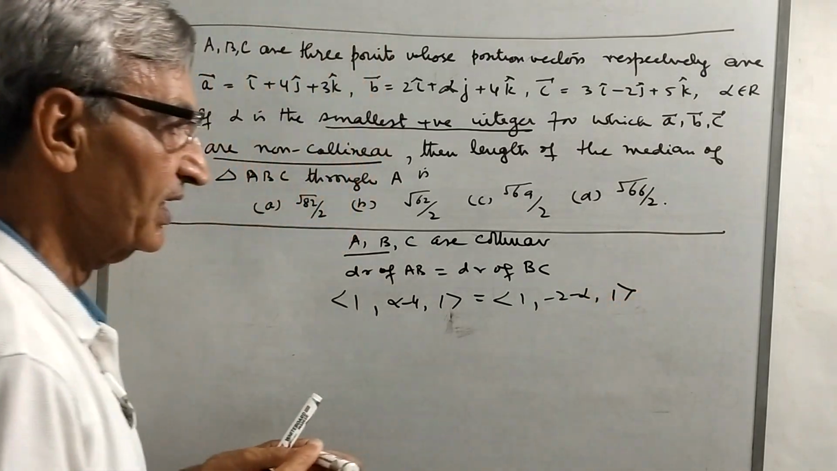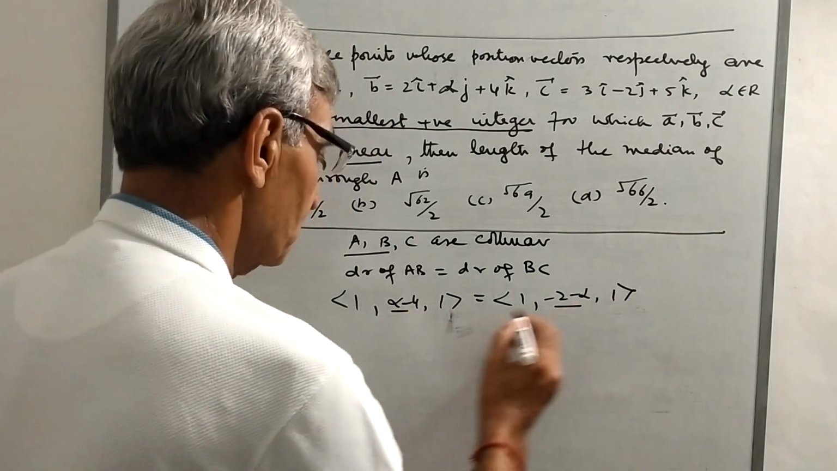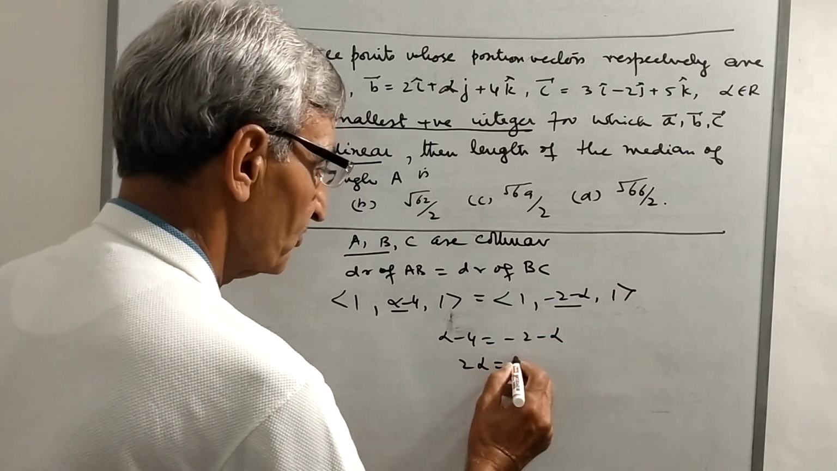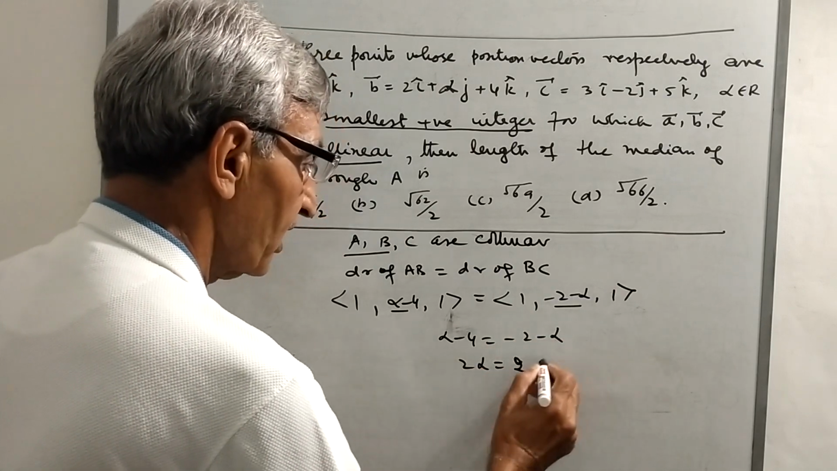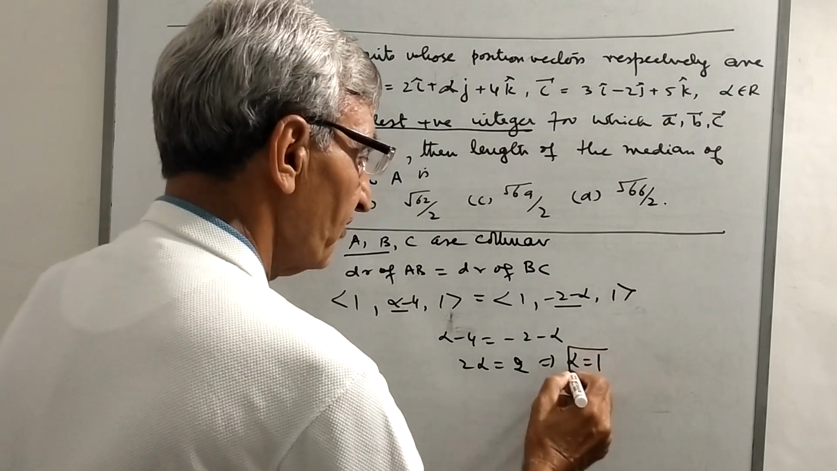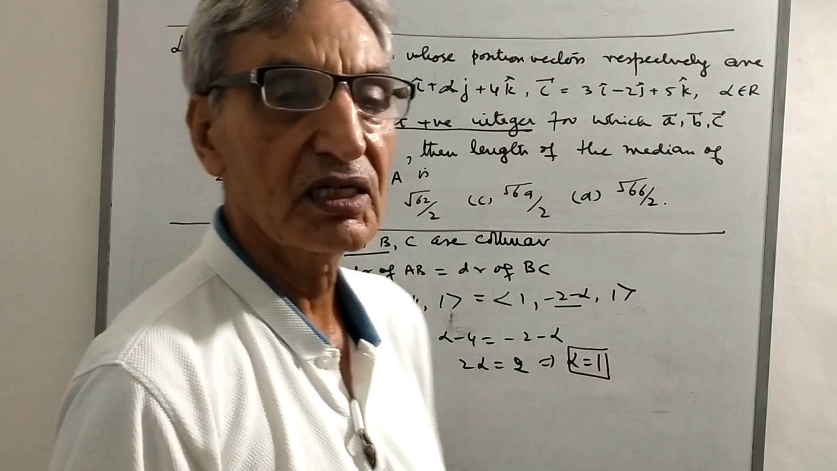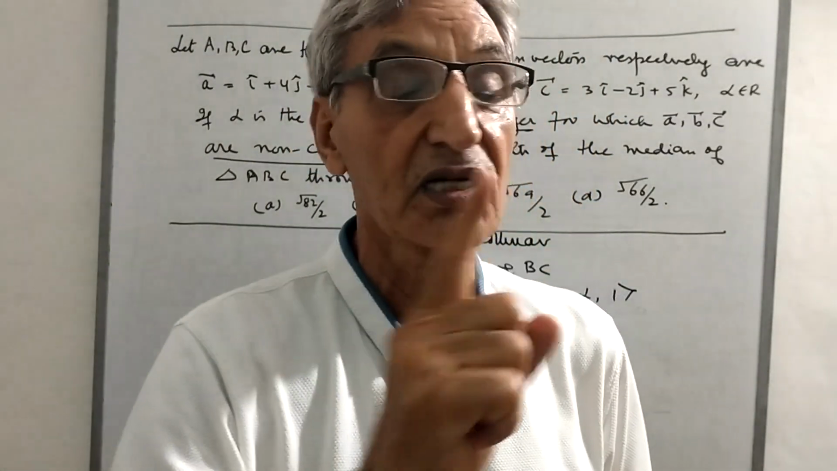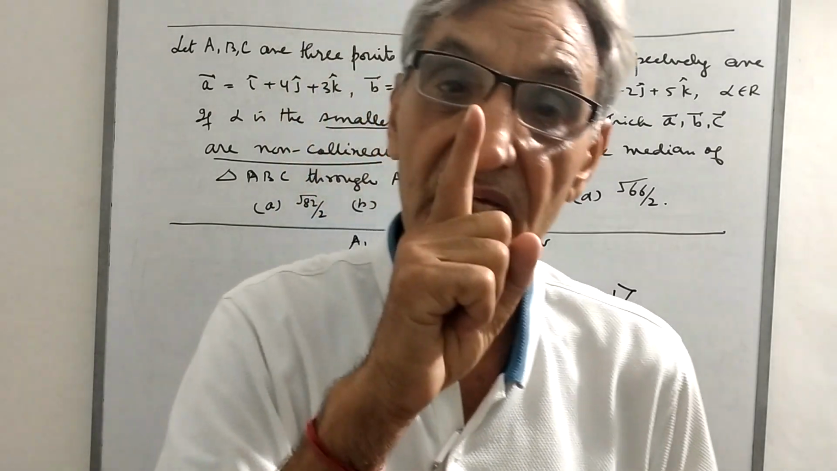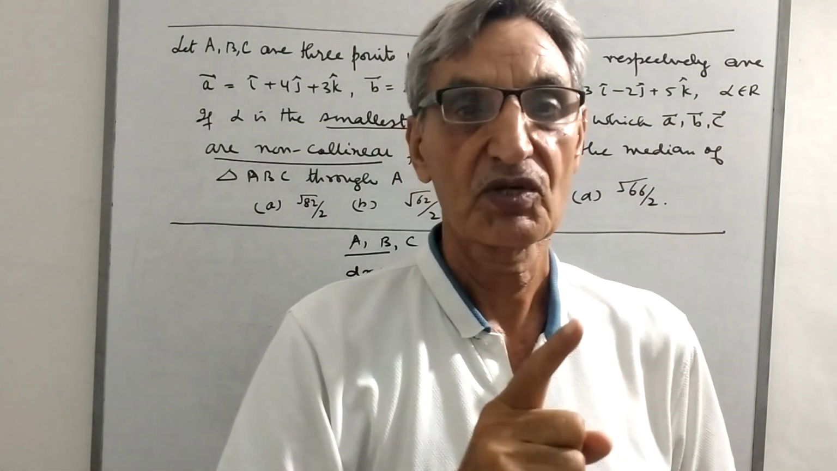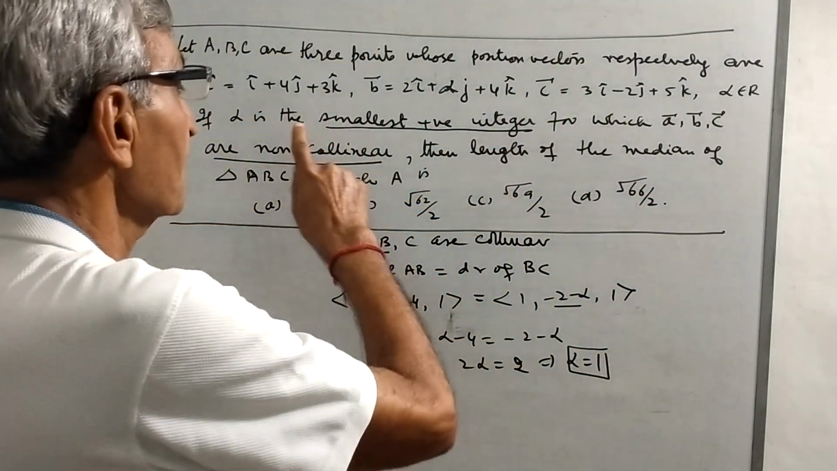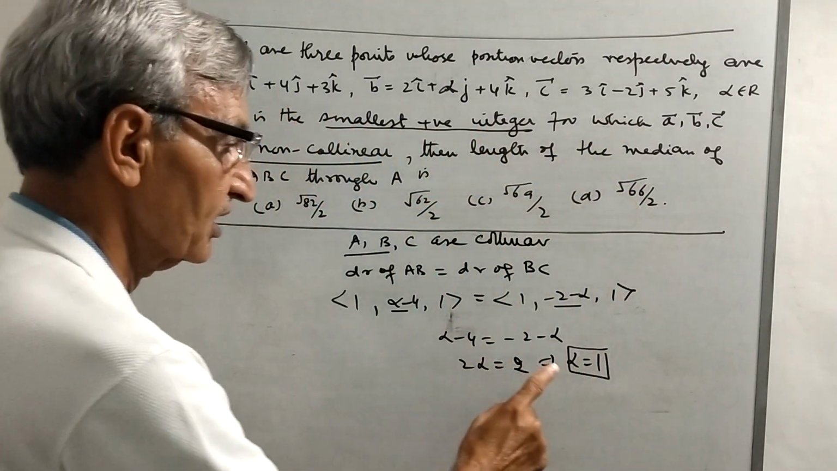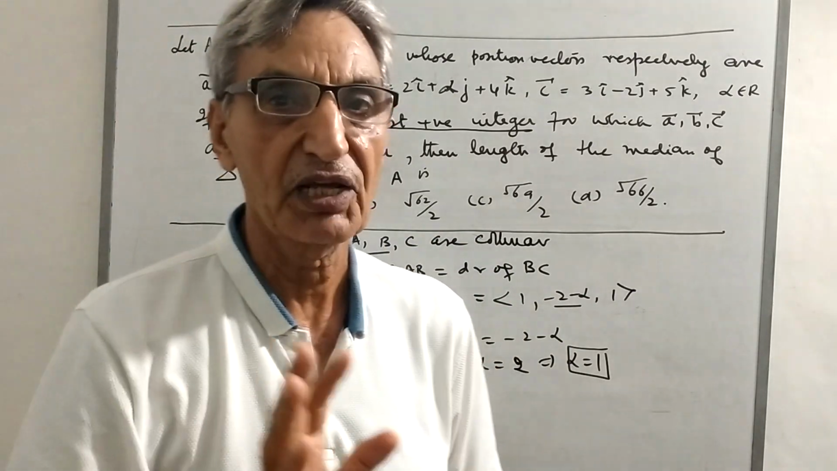It means they will be collinear when these are equal. Alpha minus 4 must be equal to minus 2 minus alpha. So 2 alpha is equal to 4 minus 2, and alpha is equal to 1. Friends, alpha equal to 1 is the condition for the points ABC to be collinear. That should not be there. They should be non-collinear. We have to choose the smallest positive integer which makes ABC non-collinear. So alpha equal to 1 is the minimum one.